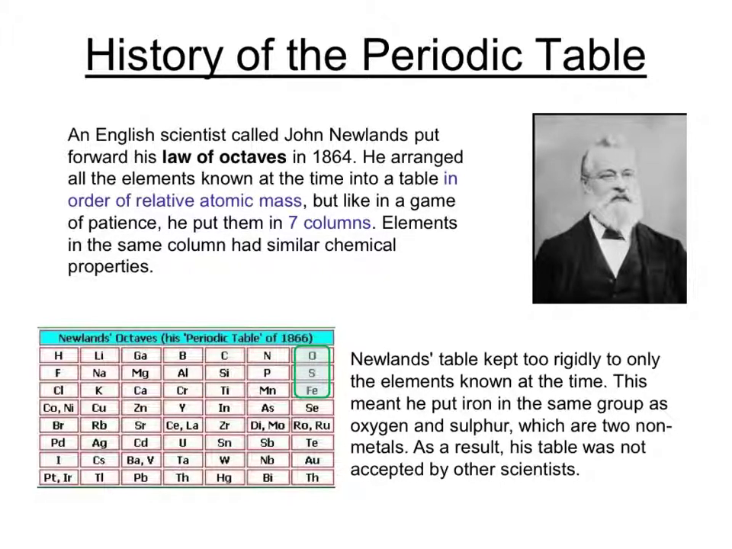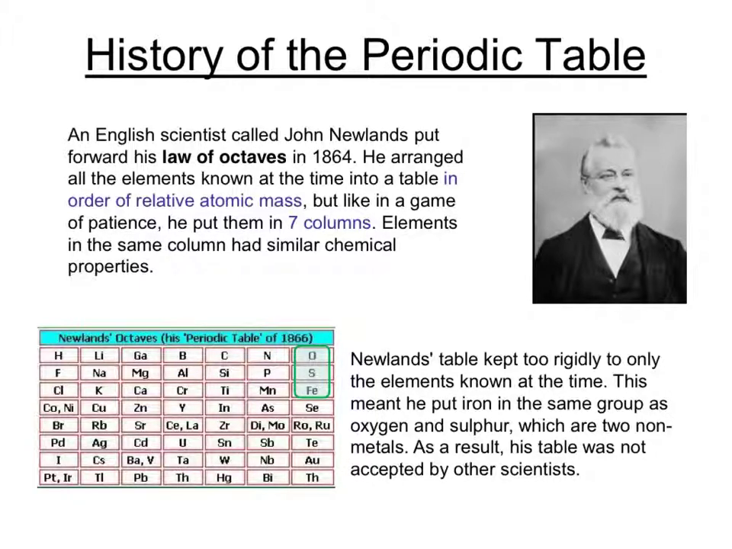What Newlands did was he put forward a law of octaves in 1864, and he arranged all of the elements known at the time into a table in order of relative atomic mass, like a game of patience, I suppose, but he put them into 7 columns. Of course, he had no knowledge of what we now call group 0, the inert gases, because they were so rare, hadn't been found yet.